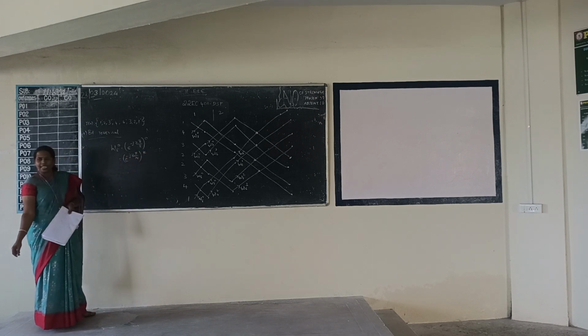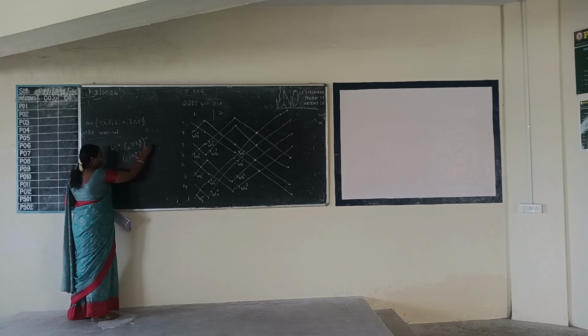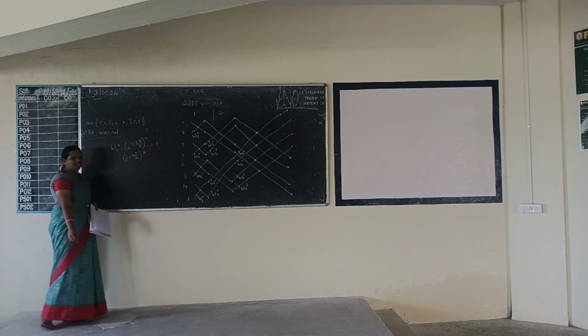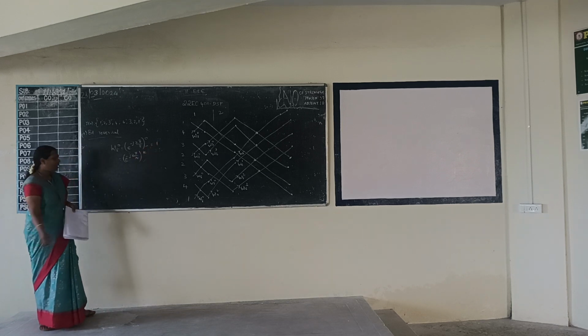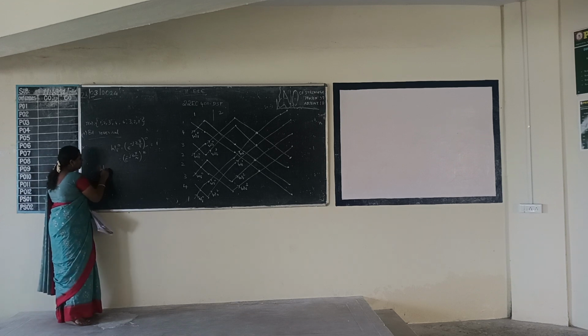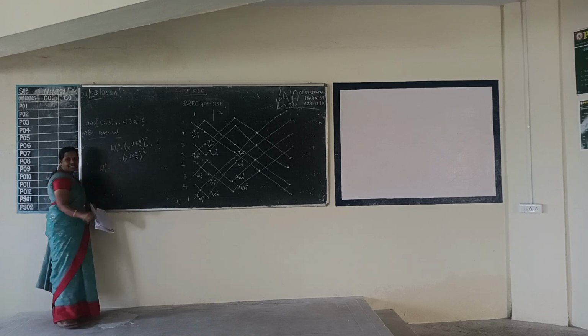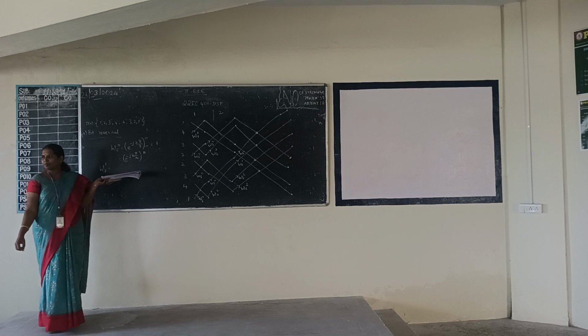k is equal to 0 and N is equal to 8. We have substituted here like this. So we got the twiddle factor for 0 as 1. And similarly for W8 power 1.